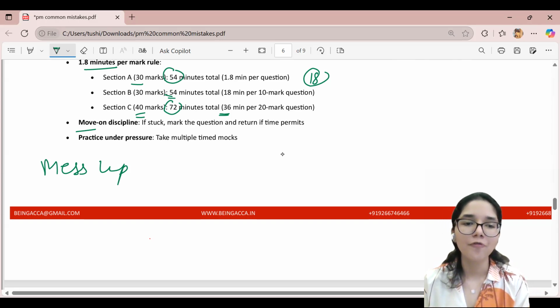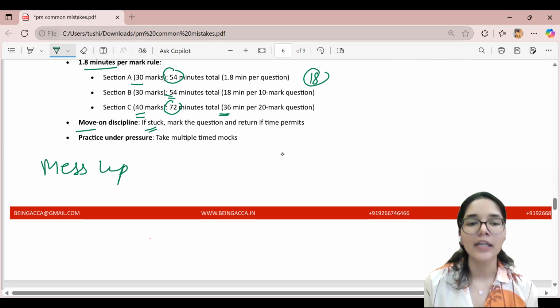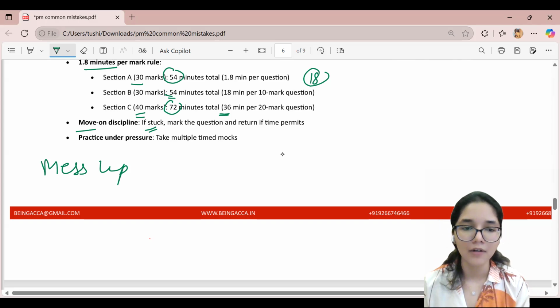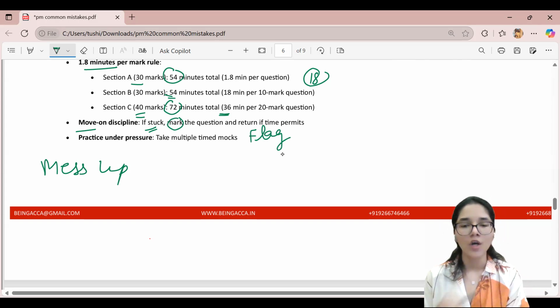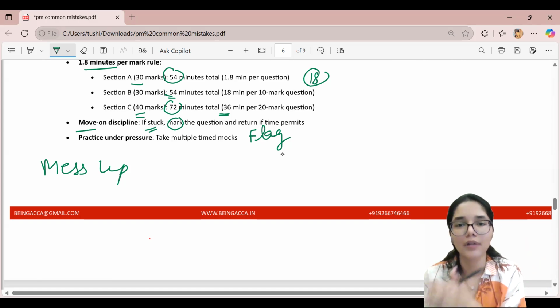So if you feel stuck in any question and the allowed time is already over, you will mark the question in the exam. There's an option to flag a question for review. So you can use that functionality. You will mark the question and you will return to it if time permits. Once the actual time available is over, you absolutely have to go ahead to the next question.